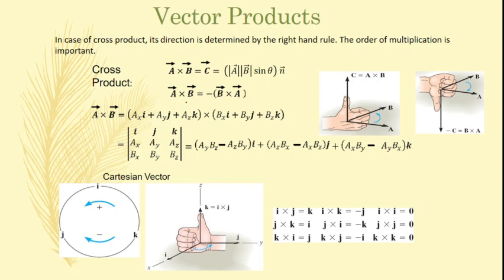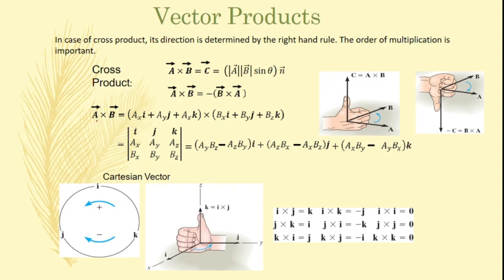Therefore, we have to write that A vector cross with B vector is equal to minus B vector cross with A vector. It is not the multiplication sign, it is actually cross product. A vector cross with B vector is equal to minus B vector cross with A vector. Now how can we represent the cross product? We can represent this thing by determinant.